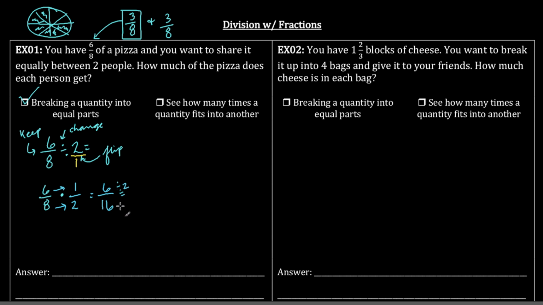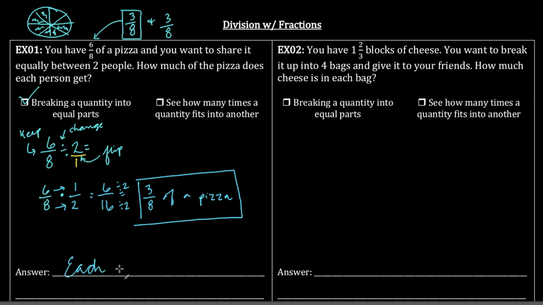They're both even, so I'm going to divide by 2. And I get 3/8. Remember, I need to write my unit of measurements. So 3/8 of a pizza. They each get 3/8 of a pizza. So my answer in sentence form, so my question was, how much of the pizza does each person get? So each person gets 3/8 of a pizza.